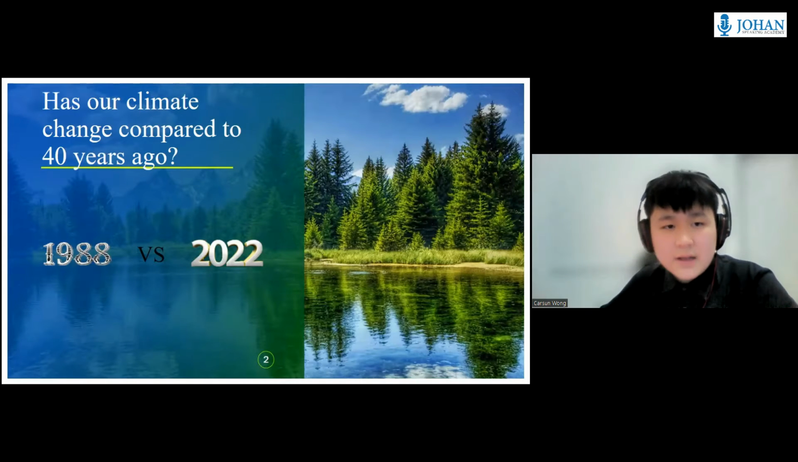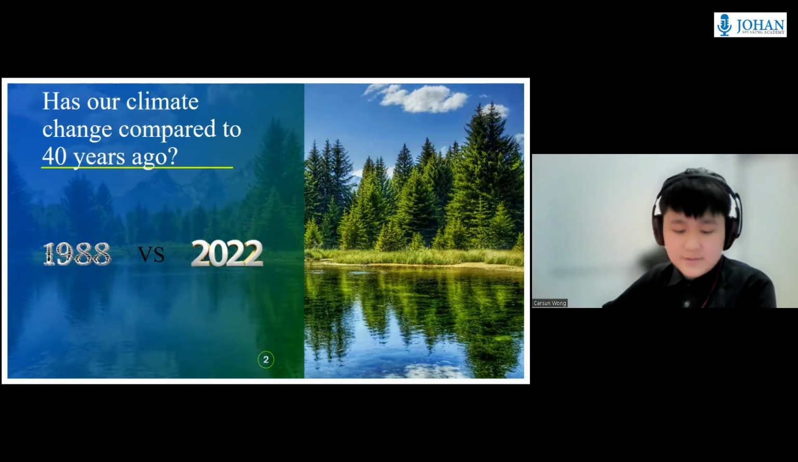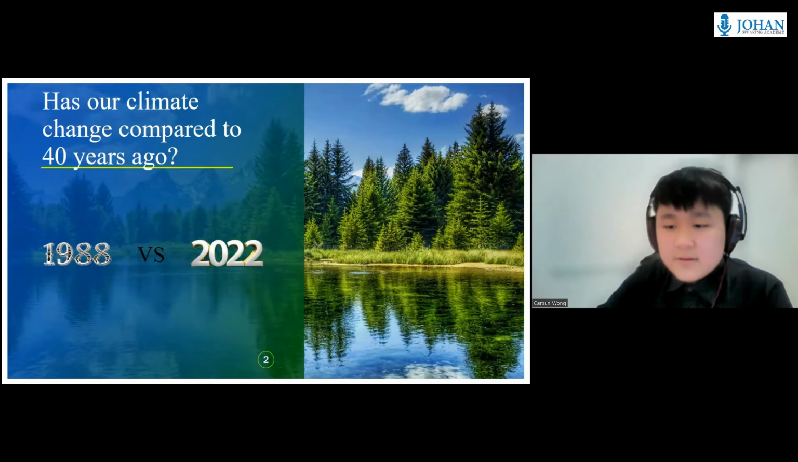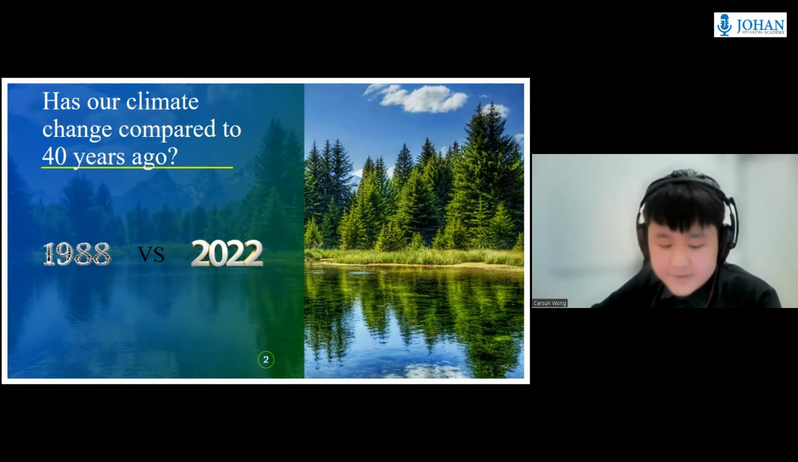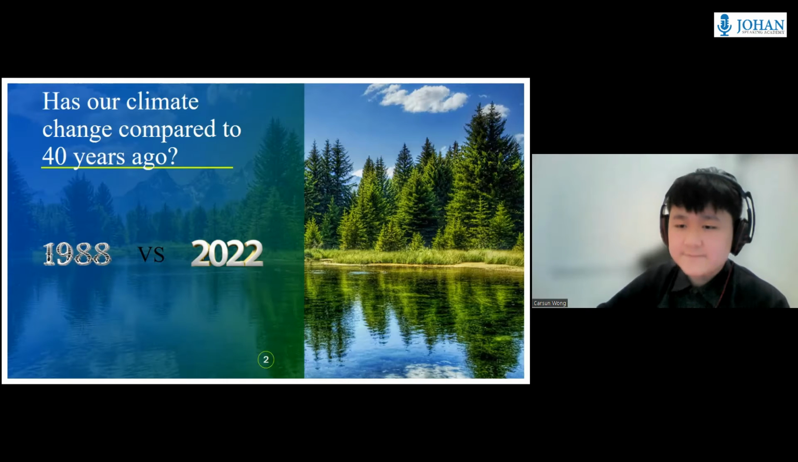How has our climate changed since 40 years ago? It has. Do you remember when animals were roaming around freely? The sea level wasn't high and the temperature wasn't rising. 40 years may not seem like a long time, but it's surprising how much can be done.